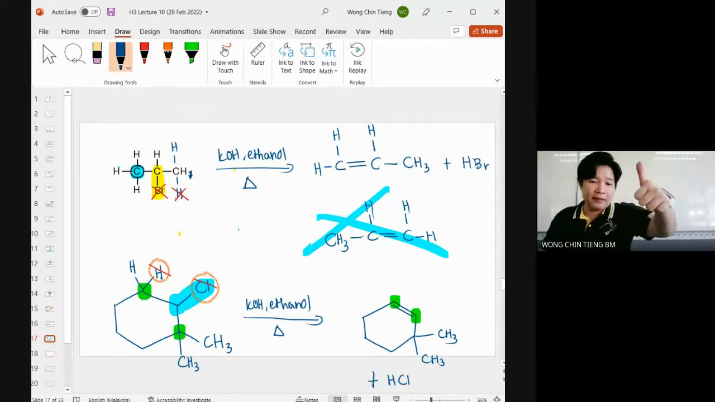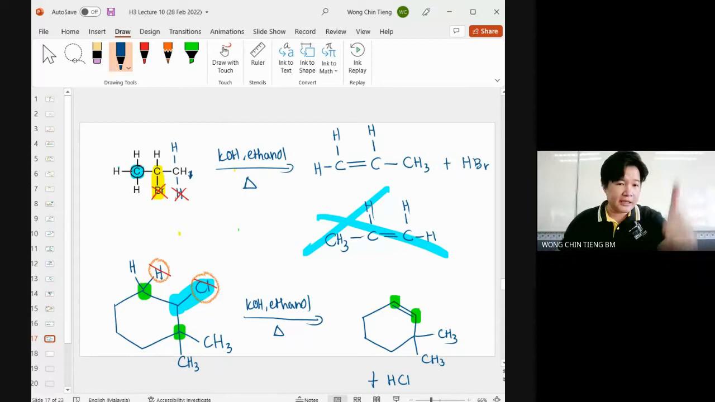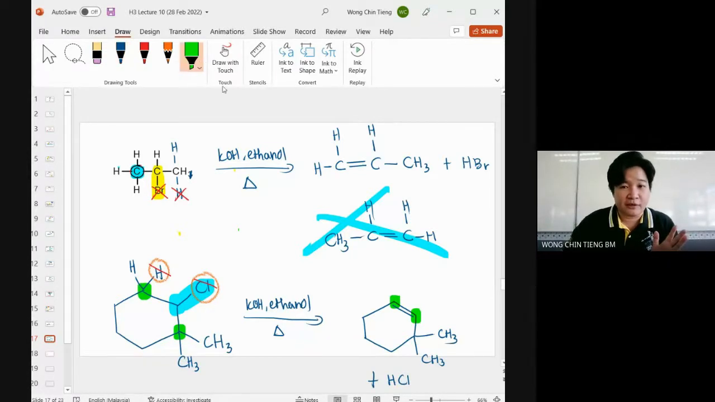Cari carbon yang pegang Cl, cari carbon yang pegang Br, tengok carbon kiri, carbon kanan, carbon atas, carbon bawah. That's it. Tengok adjacent carbon. Alright, and you're good. And of course, memorize this.